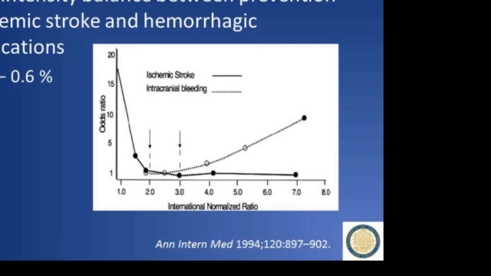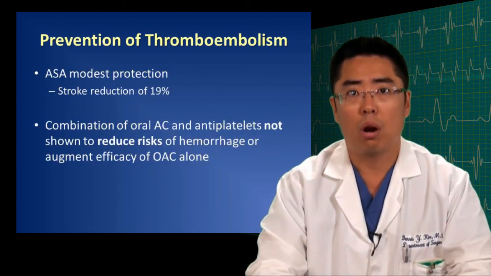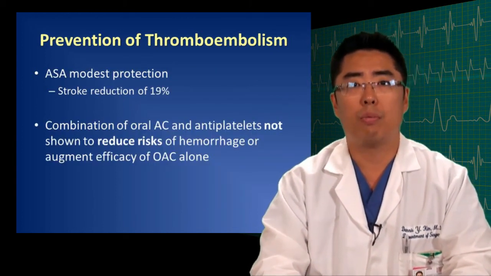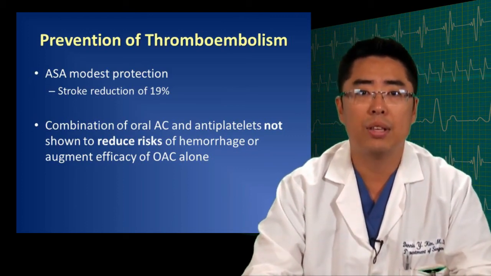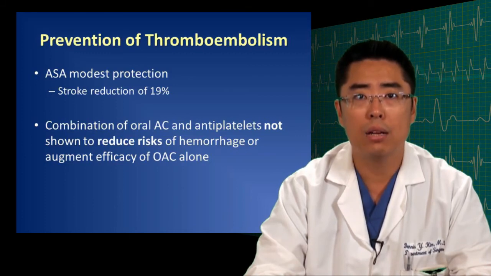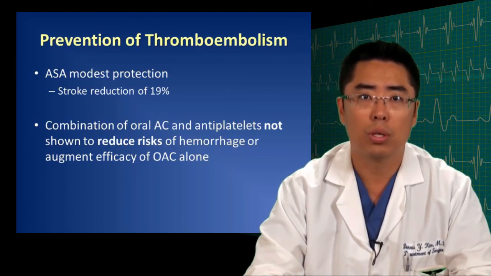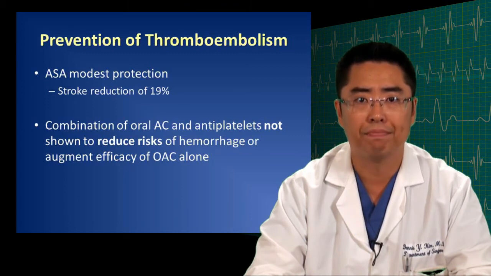Likewise, the occurrence of stroke in patients who are on anticoagulation usually occurs in the setting of inadequate anticoagulation with INRs less than 2.0. Regarding antiplatelet medications for the prevention of thromboembolism, ASA does offer modest protection. It offers nowhere near the risk reduction that would be achieved with vitamin K antagonists. Again, the stroke risk reduction is approximately about 20% in patients on aspirin.